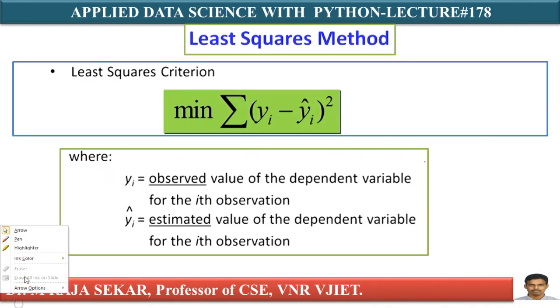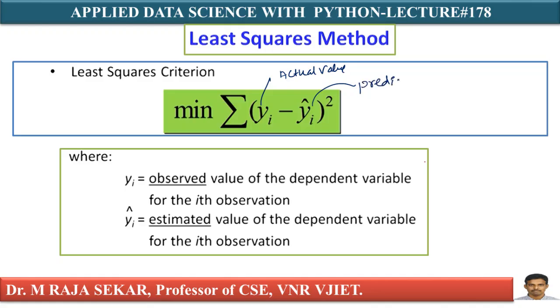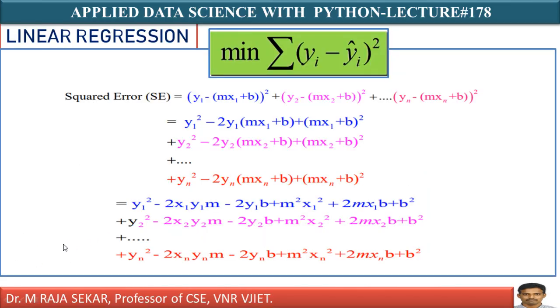Basically, the least square criterion is the minimum of yi minus yi cap, whole square. This one is the actual value, and this one is the predicted value. Actual value minus predicted value, whole square, isn't it? Therefore, just see this: actual minus predicted. yi is the actual value, yi cap is the predicted value. This is sigma, i equal to 1 to n.